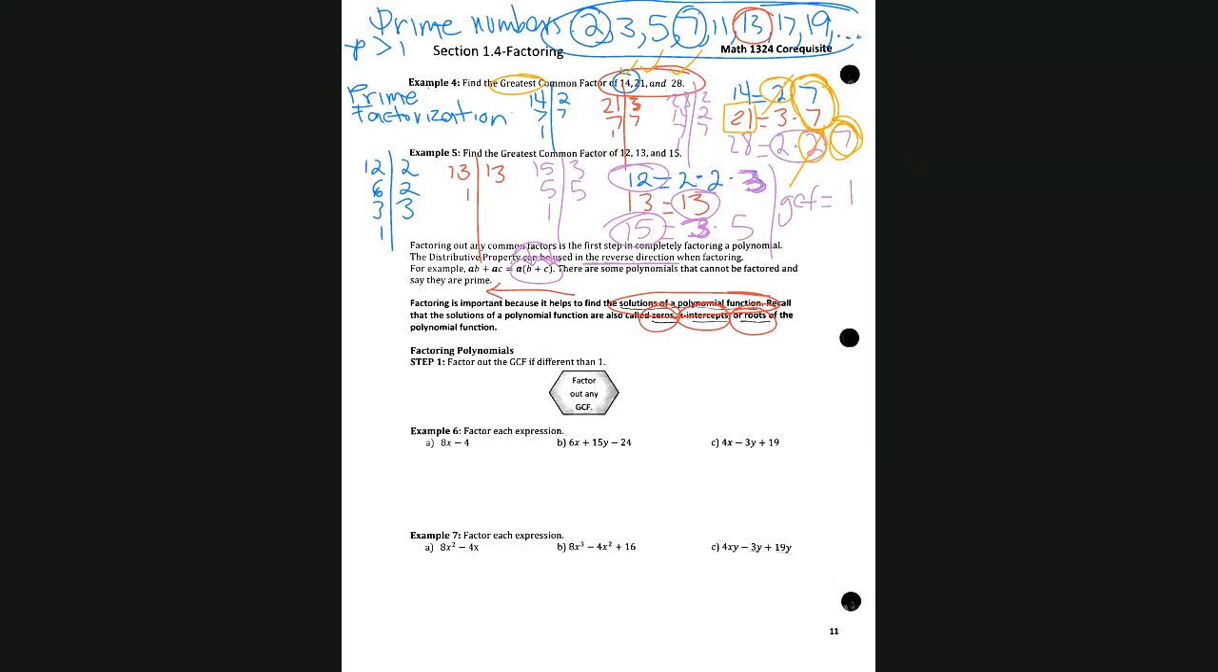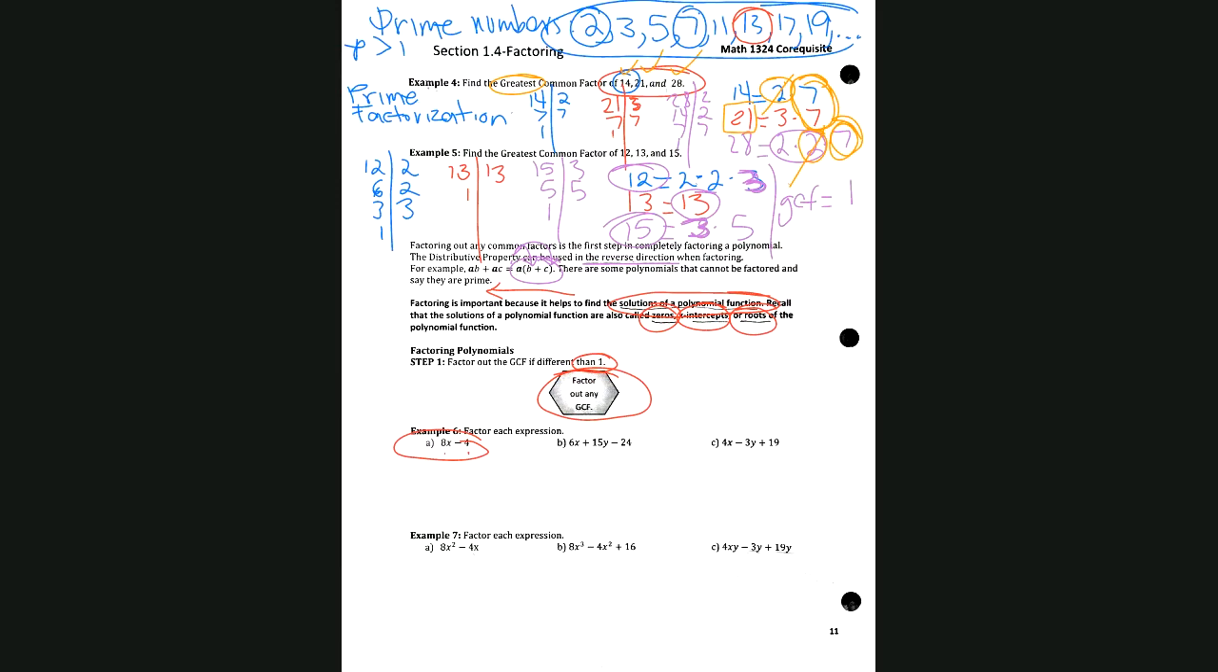So let's move on to example 6. For example 6, we do have some polynomials. Our first step is to factor out any greatest common factor if this is different than 1. So in this case, example 6, part A, you could see 8 and 4 can both be divided by 2. So I could factor 2. However, that is not the greatest common factor.